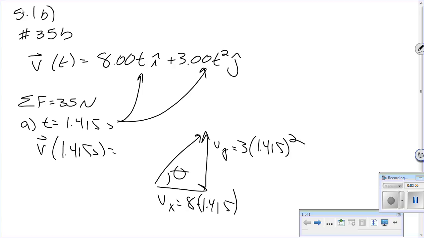Okay. What other one did I just say I was going to do? 60. Yeah, let's do 60. What's going on with this one? All right, so this is section 5.1b, number 60.